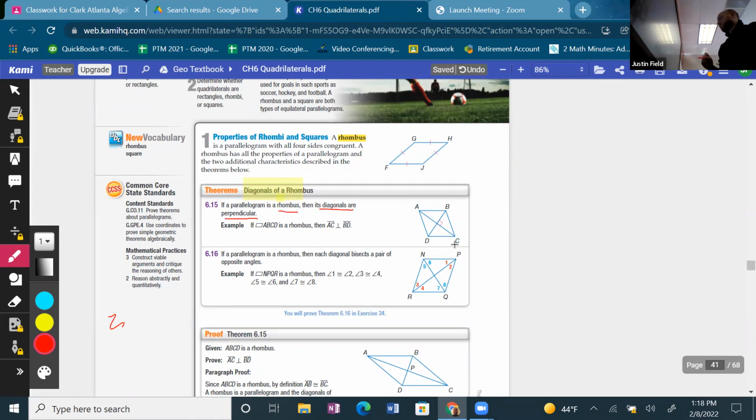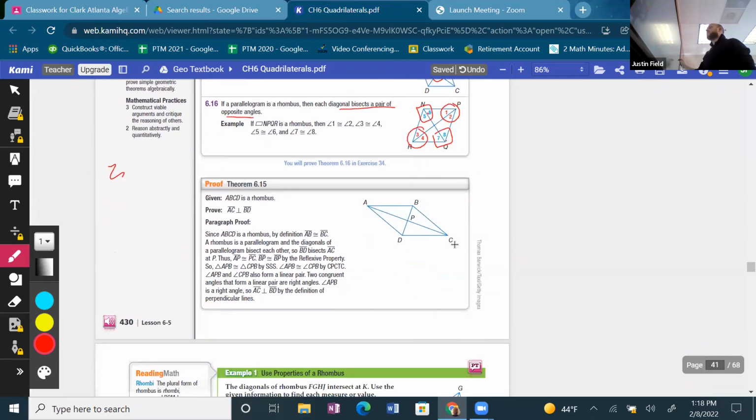And now we have that. So if we have a rhombus, we have right angles. Okay. And a parallelogram is a rhombus. The diagonals bisect the opposite angles. So, see, those angles are congruent, and these angles are congruent, and so are these. Okay, and even, 5 is congruent to 7, 6 is congruent to 8. Lots of congruency there.